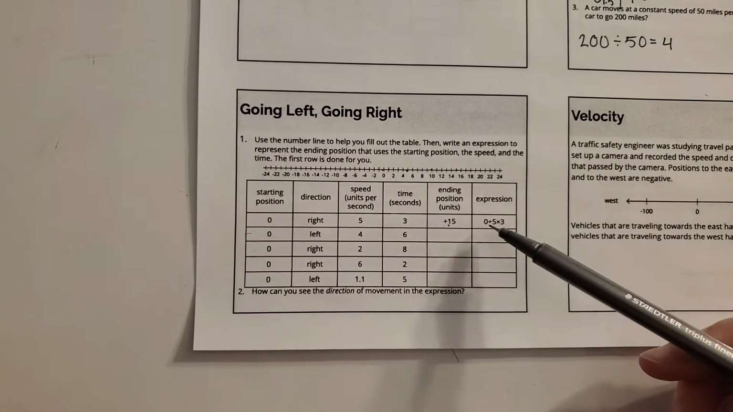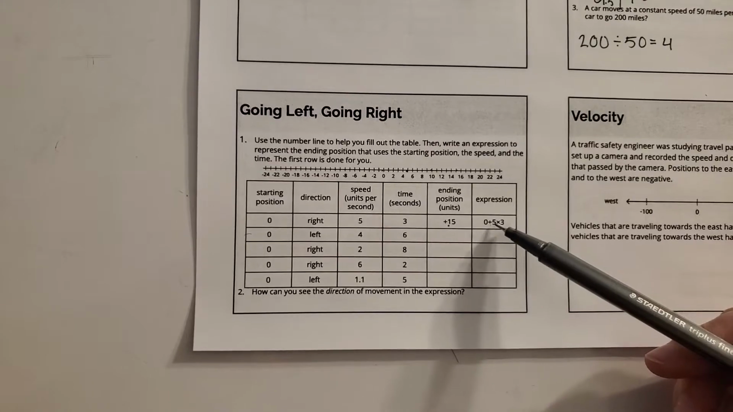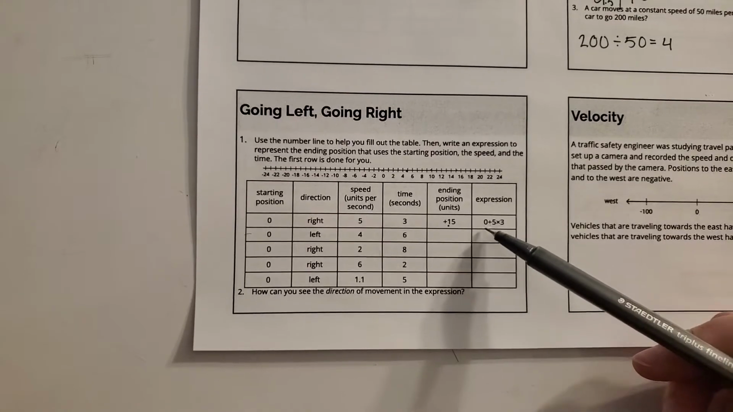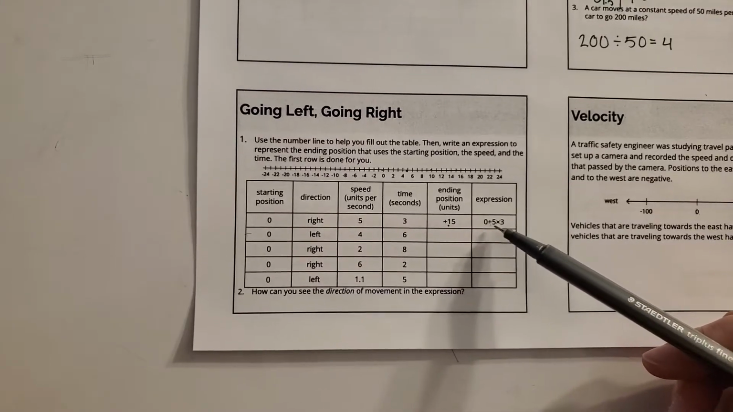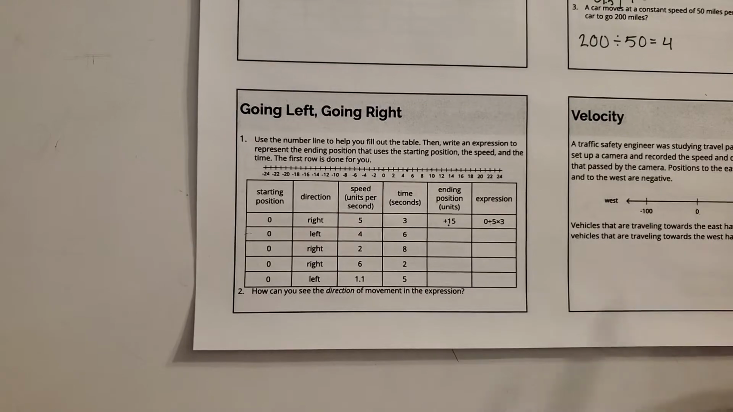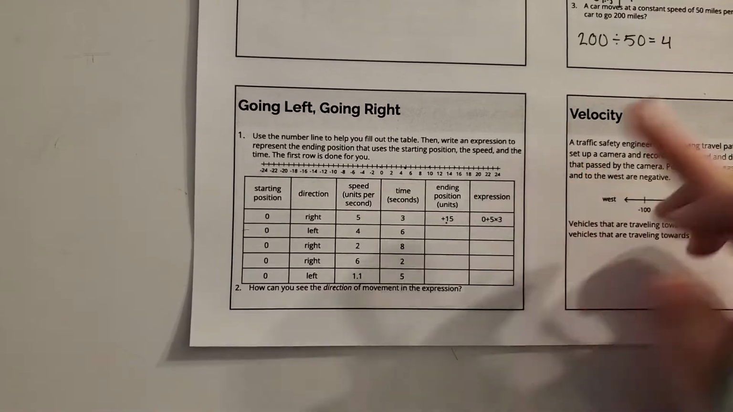The expression they wrote is our starting point, which is 0, plus our speed times the seconds. So 0 plus 5 times 3. 5 times 3 is 15, and 0 plus 15 is 15. So take 5 minutes, try and fill out the rest of this table, and then come back.